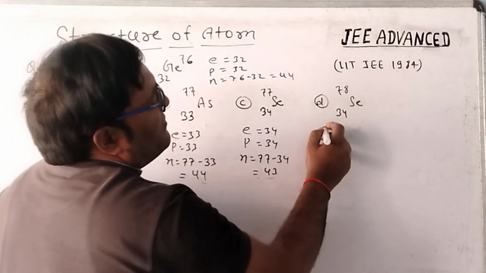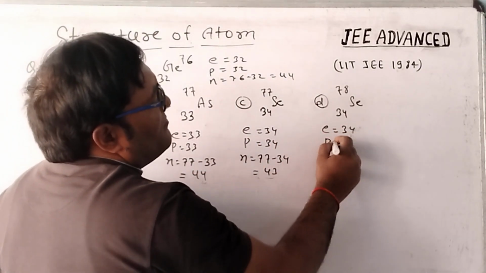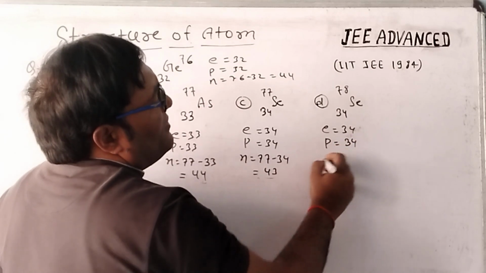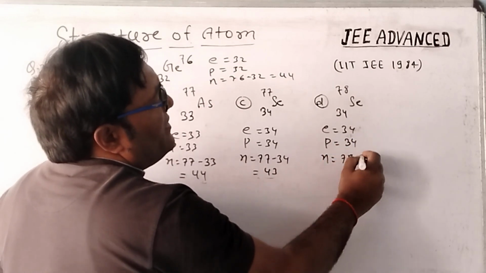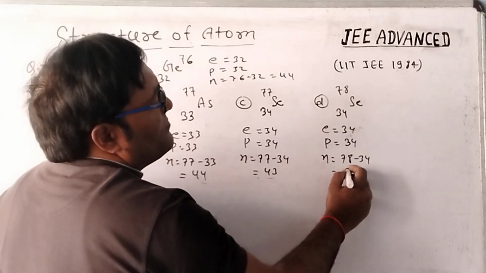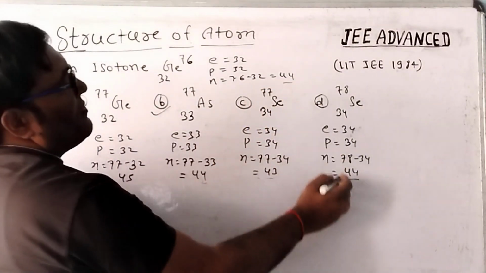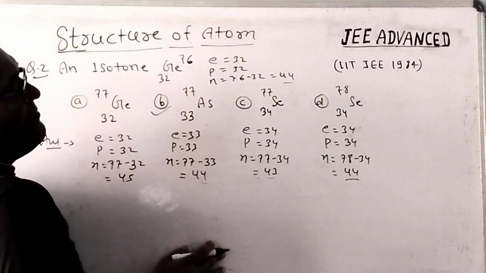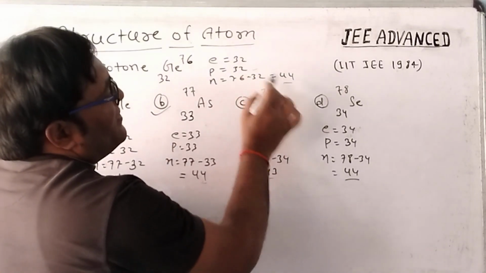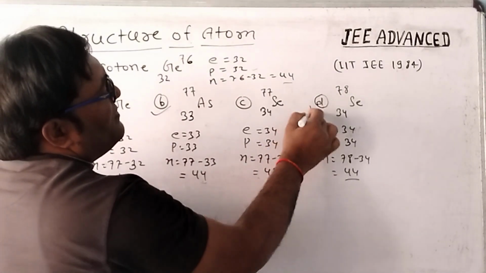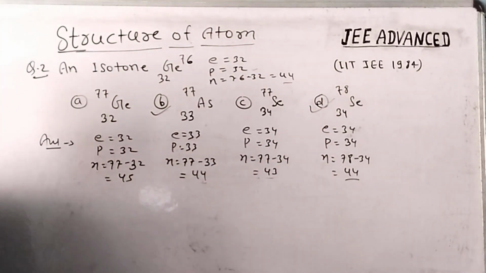Now option D, electron 34, proton 34 and neutron is 78 minus 34. Now 44 neutrons are here. So 44 neutrons match with germanium, and the numbers of protons are 32 and 34. So option D is also correct. You can take a screenshot.